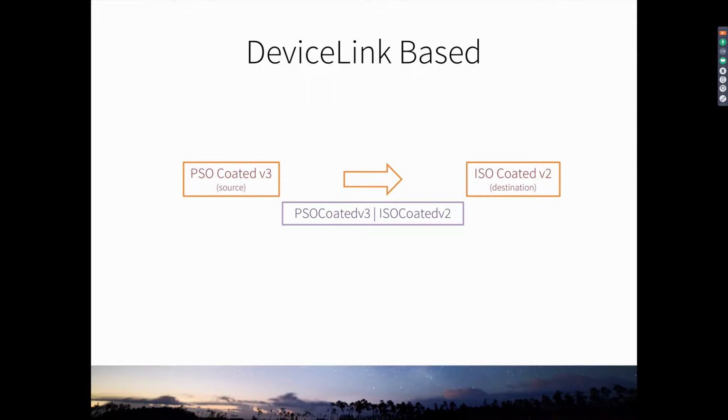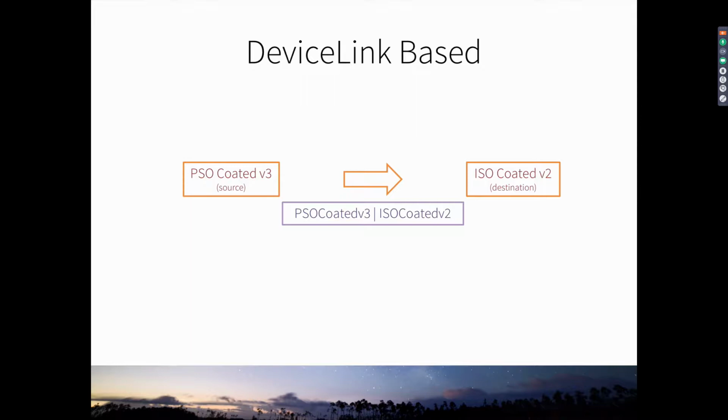What you see here on this schematic is a DeviceLink profile that goes from PSO-coated V3 to iso-coated V2. And the color conversion in this case does not go over this LAB color space. It goes directly from the source into the destination color space. The result is that you typically have a much better conversion.